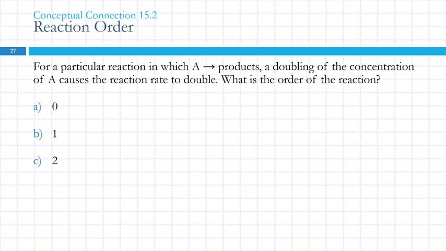Okay, let's see if we understood that. Again, looking at a very simple reaction, A going to products. It says doubling the concentration of A causes the reaction rate to double. What is the order of the reaction? 0, first, or second?